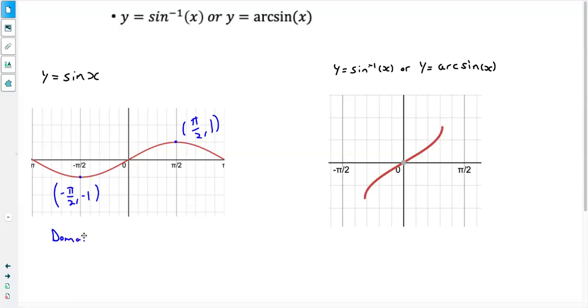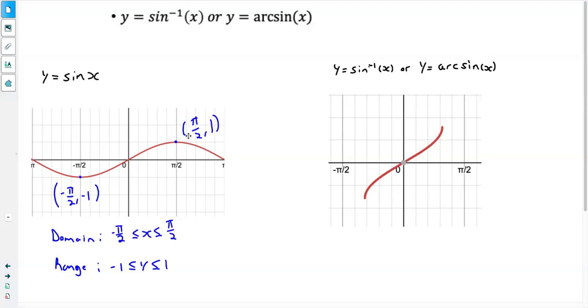Which means as we're solving questions, we're just going to focus on the domain between these two. And that's essentially what your calculator tends to do. So our domain would be from negative pi over 2 to positive pi over 2, and our range of this function would be from negative 1 to positive 1.